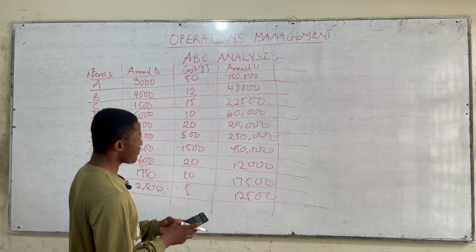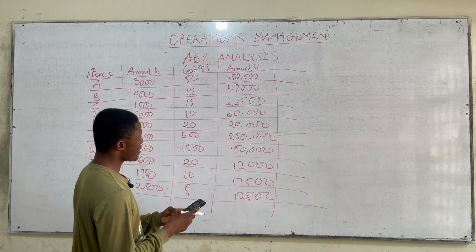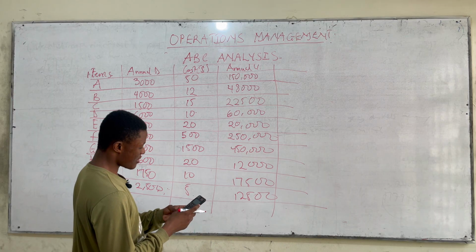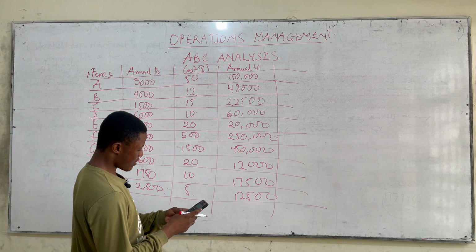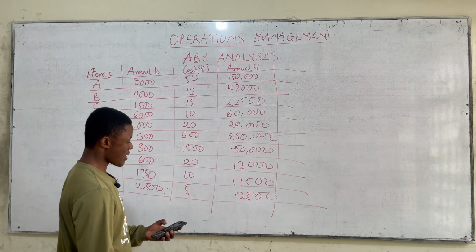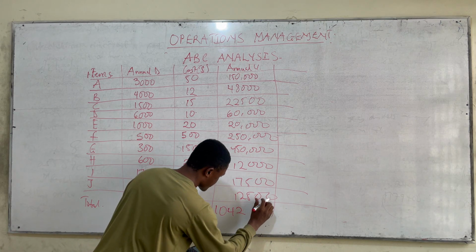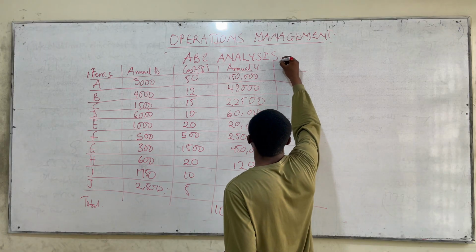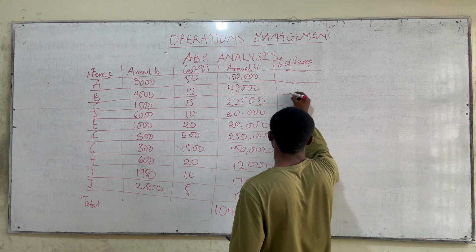Are we good? So when we add 150,000 plus 48,000 plus 22,500 plus 60,000 plus 20,000 plus 250,000 plus 450,000 plus 12,000 plus 17,500 plus 12,500. Are we good? Great. So we are getting a figure of 1,042,500. So if you want to find the percentage of usage, so here, percentage of usage. So let me extend the line.